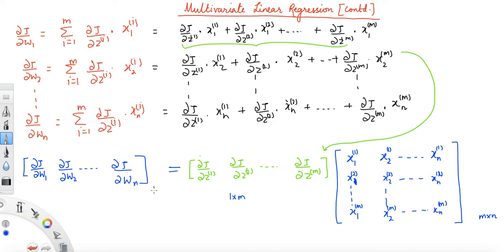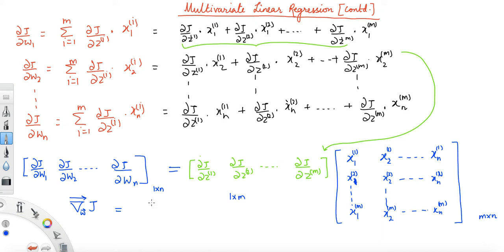So we have 1 times n, this is the dimension of this vector. And by the way, this is nothing but the gradient vector, right? So we can also write this as the gradient of the cost function J, and this gradient is del w. I'm writing it this way. This is how we express the notation of gradient, right? And this gradient is equal to, what is this? This is a row vector, right?